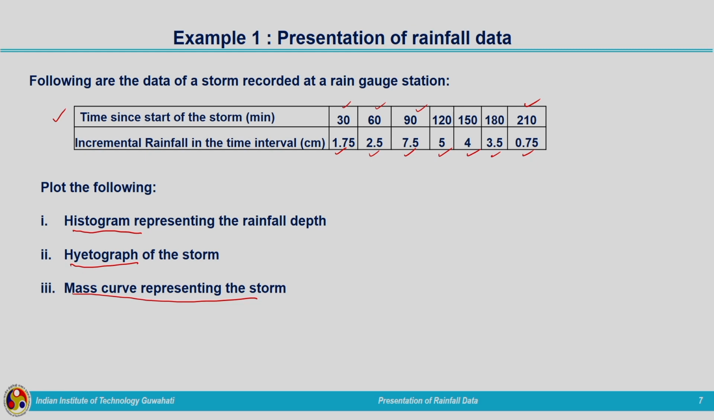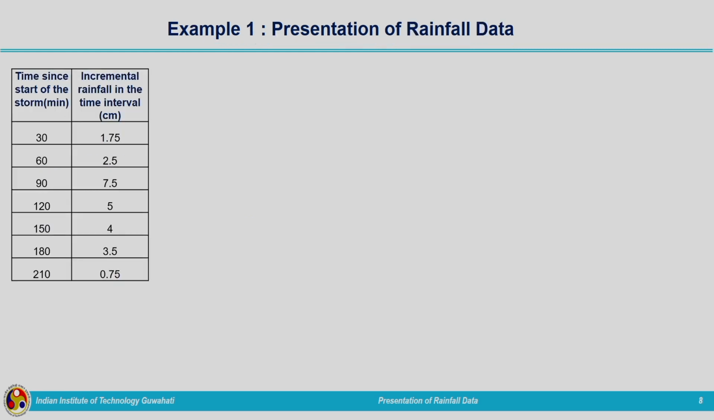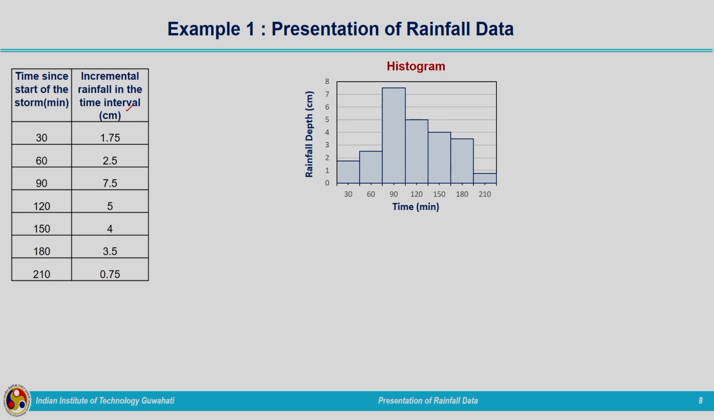So, now let us start solving the question. Time since the start of the storm is given, and incremental rainfall in that particular time interval in centimeters is also given. First, we will plot the rainfall depth versus time. That will give us the rainfall histogram. For each increment, the rainfall depth is plotted. Rainfall depth versus time is plotted to get the histogram.